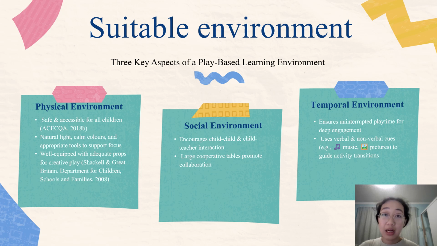Besides, a good environment allows children and teachers to interact efficiently in the play area. The cooperative area can be a large rather than a small table for each child, which increases the likelihood of communication between them. At the temporal level, a good environment should ensure children can play for a long time without being interrupted in the middle. At the same time, it needs to have some verbal and non-verbal cues, such as music and pictures, to make children aware of the transitions between different activities.